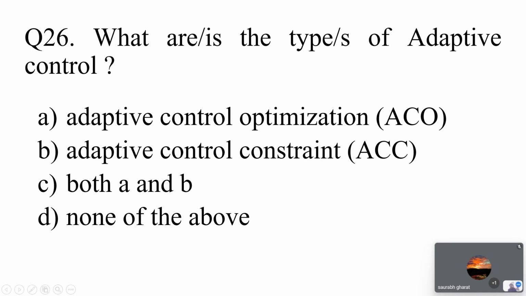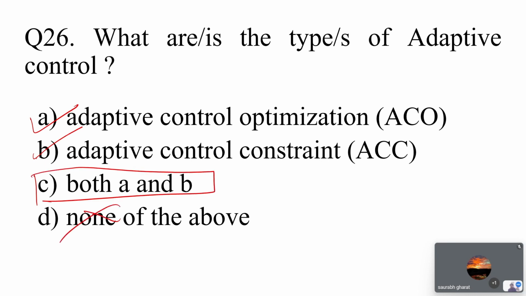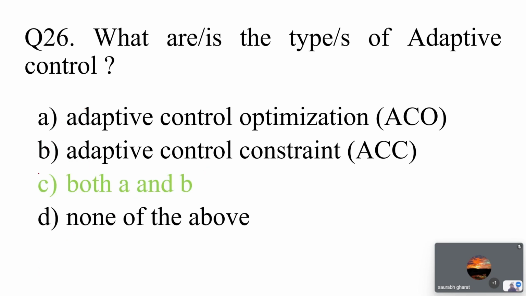Okay, so adaptive control optimization and adaptive control constraint are both types of adaptive control. So both A and B is the correct option. None of them is wrong. Both A and B will be the correct option here.